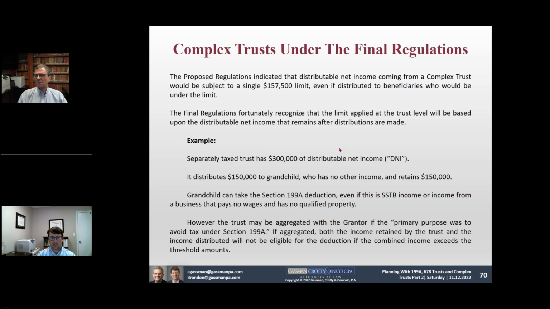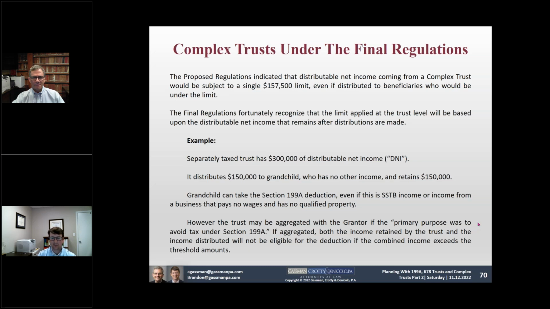So what we thought we could do was say, hey, we have a separately taxed trust with $300,000 of income from one of these specified service trade or businesses. It takes $150,000 of that and gives it to a child or to a grandchild, the trust beneficiary, whoever that is, with no other income. So that's a below the threshold taxpayer that can qualify for the deduction. And it retains $150,000, which means the trust pays its own taxes. It also has a threshold. So that's below the threshold and can take the 199A deduction. And that would have significant income tax savings.